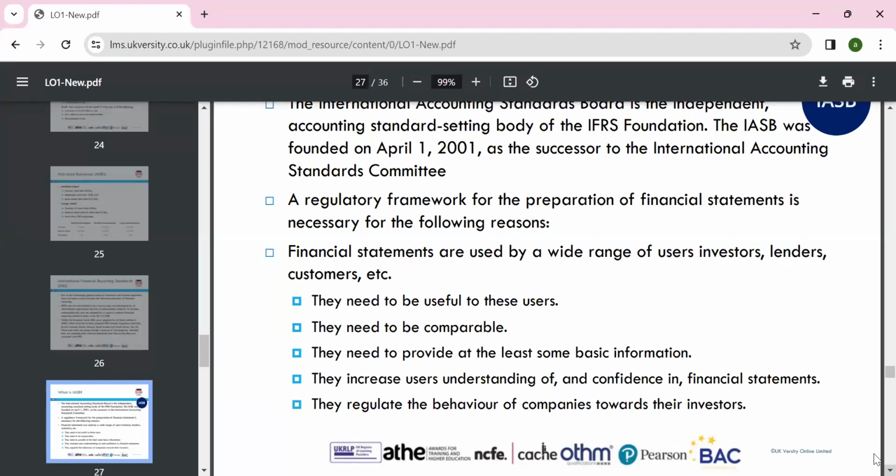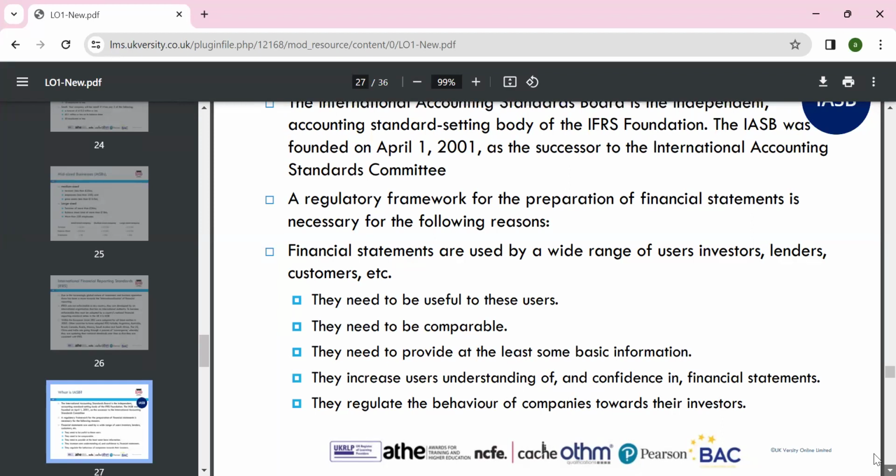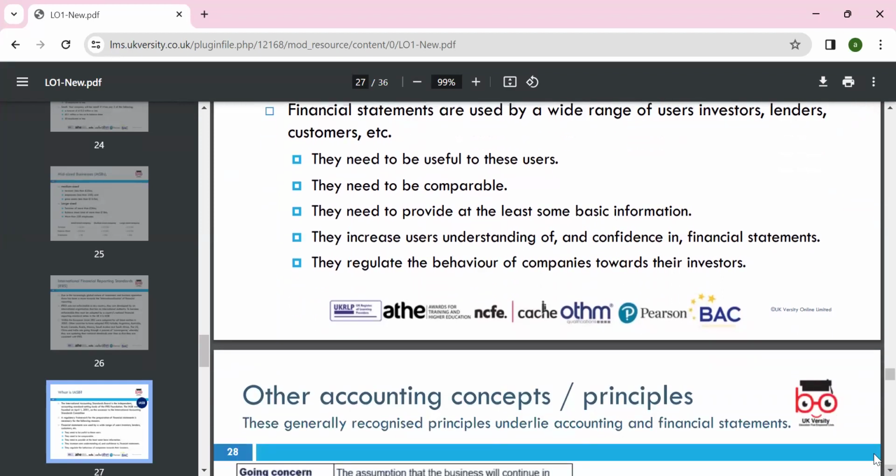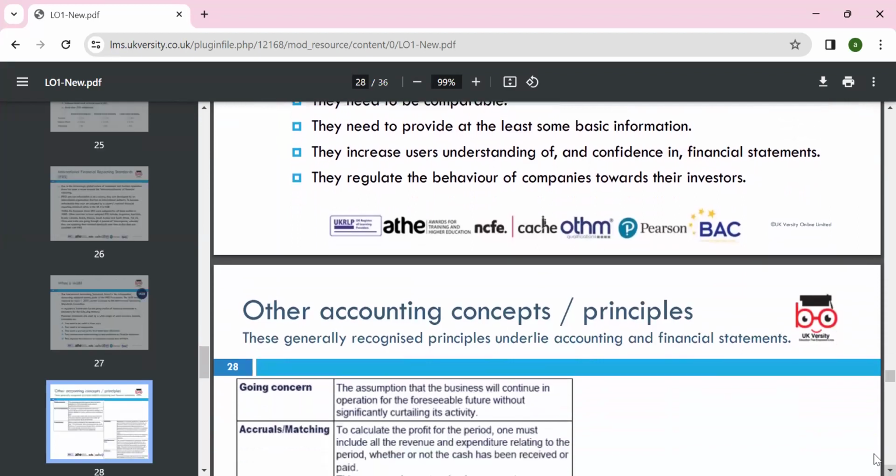So users of financial statements can be many: customers, lenders, HMRC, government agencies and all. Anyone who has any interest can be a user of the financial statement. The statements need to be comparable. They need to provide at least some basic information. They need the user to understand and be confident in the financial statement, and we need to regulate the behaviors of the companies towards their investors.